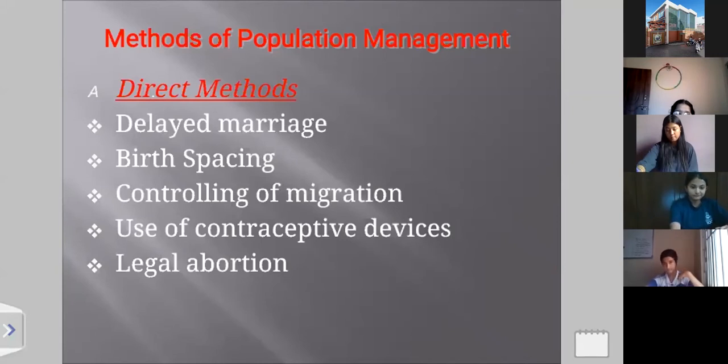Controlling of migration is also one of the direct methods of population management. Could you say some things about the controlling of migration? How does controlling of migration help to manage the population? What is your view?